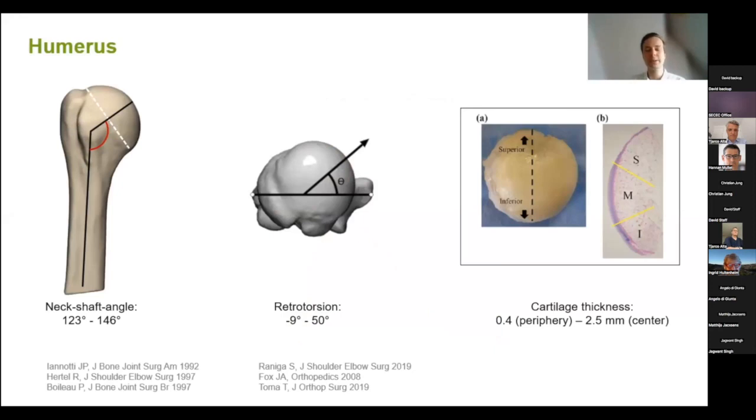The orientation of the articular surface of the humeral head is known to be highly variable, with a variable neck shaft angle and a large variability in torsion. Also a wide variety of cartilage thickness on the articular surface of the humeral head has been described, with the thickest portion in the central zone.